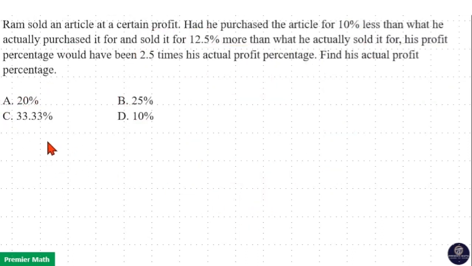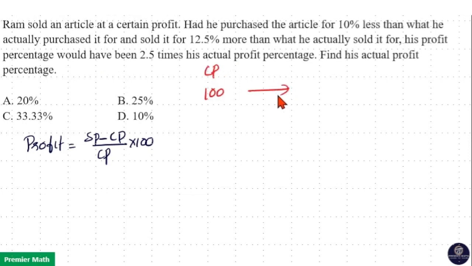If you want to do it using formula method, formula is equal to profit is sell price minus cost price divided by cost price into 100. Now if I consider cost price as 100 rupees and profit as P, then sell price is equal to 100 plus P. Now question says if he purchased for 10% less than what he actually purchased it for. Now purchasing price is 100. So 10% less than that means 100 minus 10, that is 90 rupees.